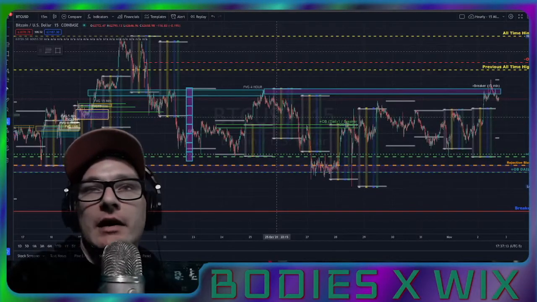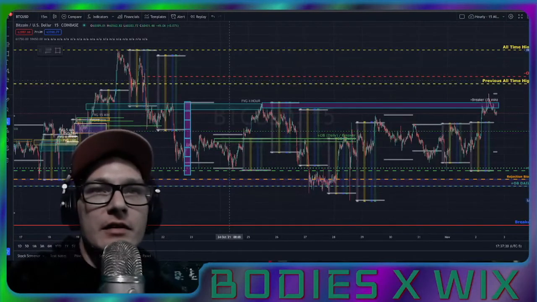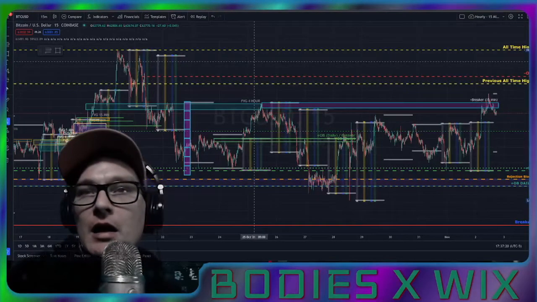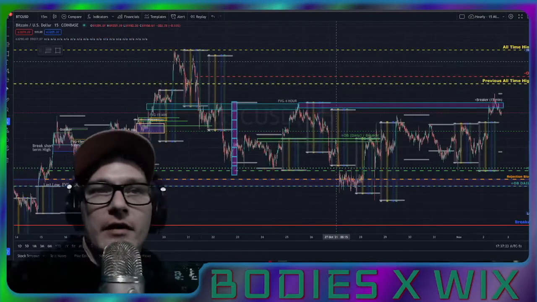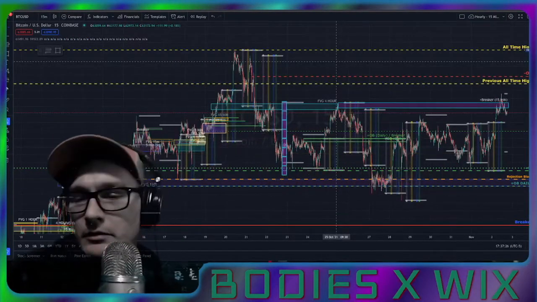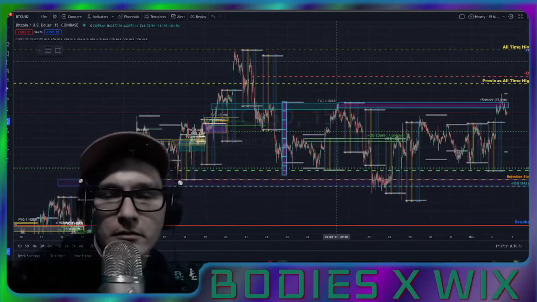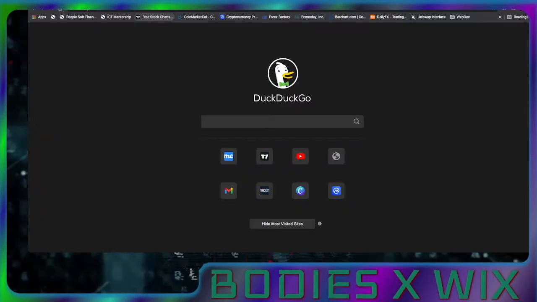Well, now, what is smart money? Well, it's that thing that is caused by an algorithm. Everything in smart money, we do not believe in retail. It is all just an algorithm.